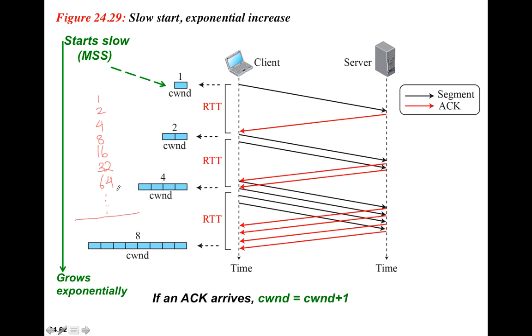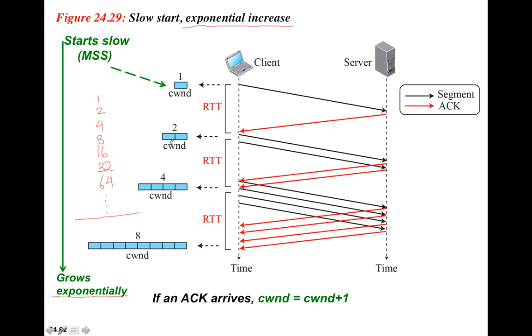As you can see here, for every successful acknowledgement that we get, we are increasing the congestion window by double the size. Okay, so this is called an exponential increase.